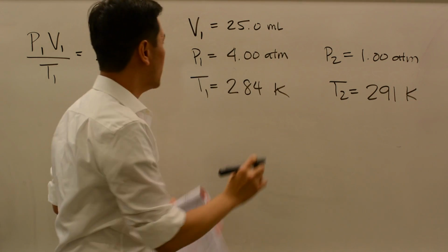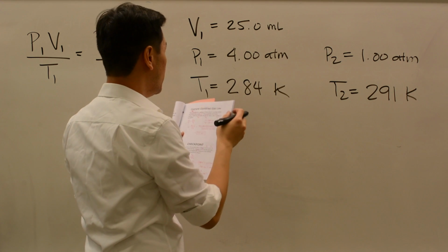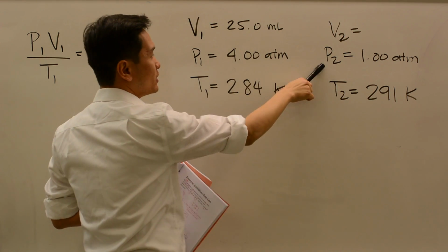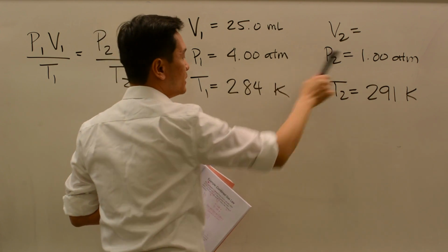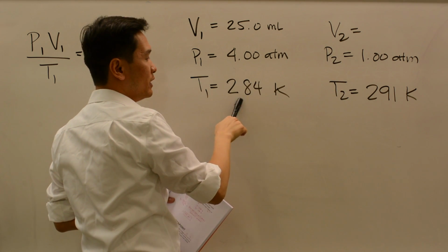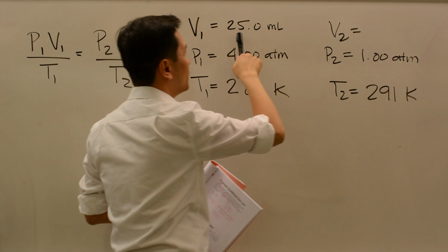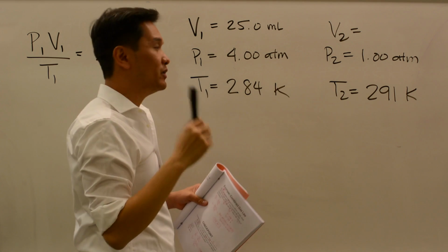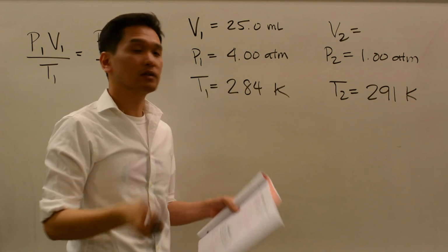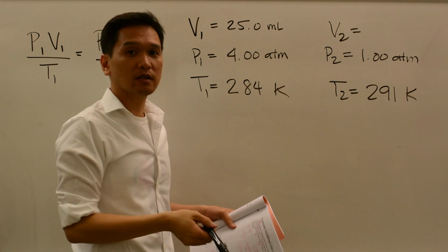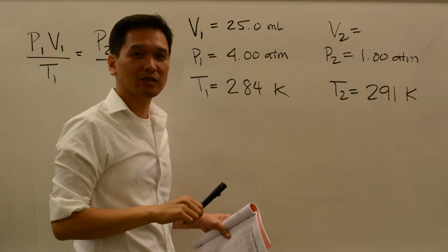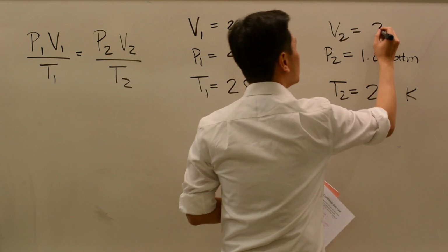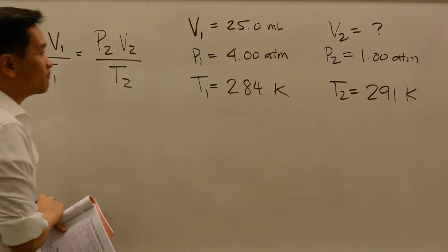All right, so you notice in this problem that what we are looking for is its new volume, V2. Notice that the pressure is changing, right? From 4, it decreases. And the temperature increased from 284 to 291. But it didn't say volume was constant. So there's too many things changing here. You can't really use Boyle's law. You can't really use Charles' law. But you have to use a combination of those laws called the combined gas law. So V2 is our question mark there.